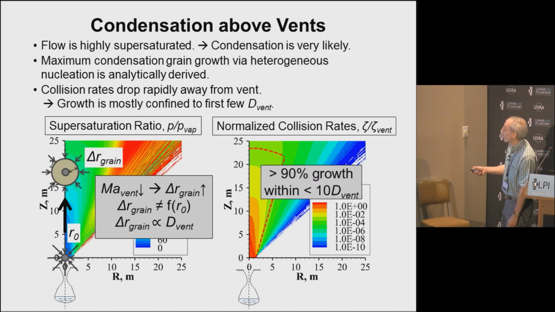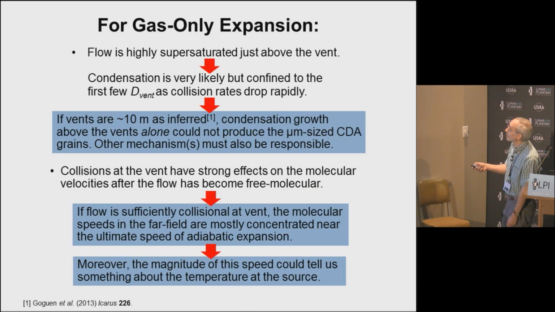And so by the time one gets within about 10 vent diameters, almost all the growth of the grains has stopped. So that allows us to conclude that the flow is very supersaturated above the vent. Condensation is very likely, but is confined to the very near vent region. And so if the vents are of scale meters to tens of meters, then condensation alone is not sufficient to produce the micron-sized grains that CDA observed. And so something else must produce those grains of that size.